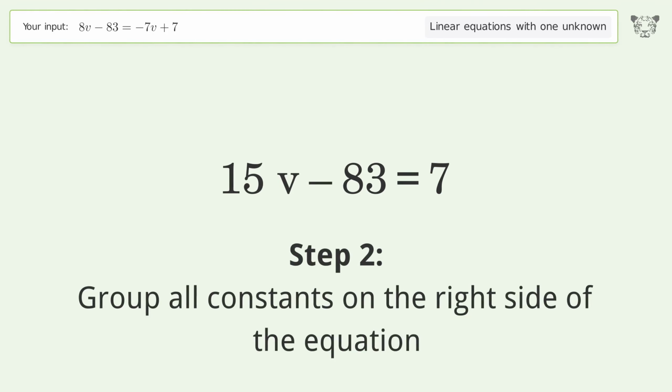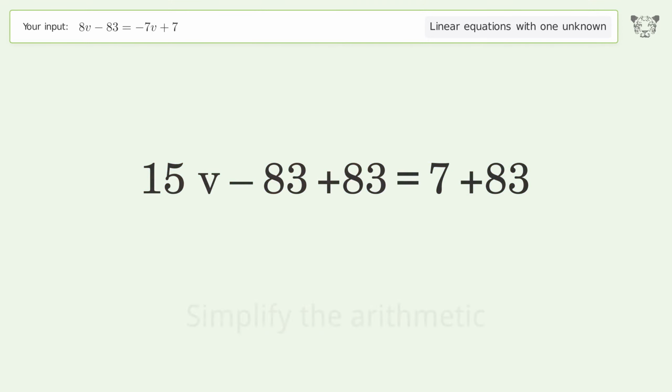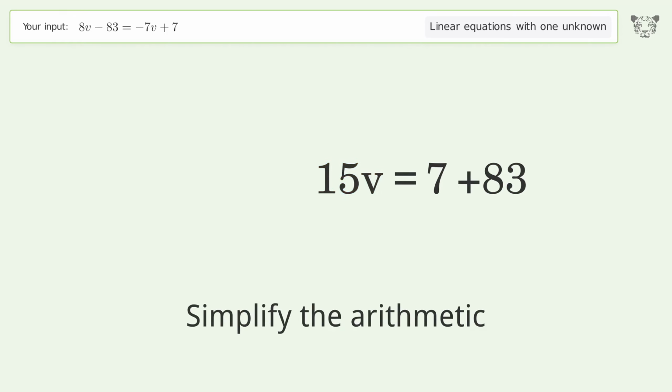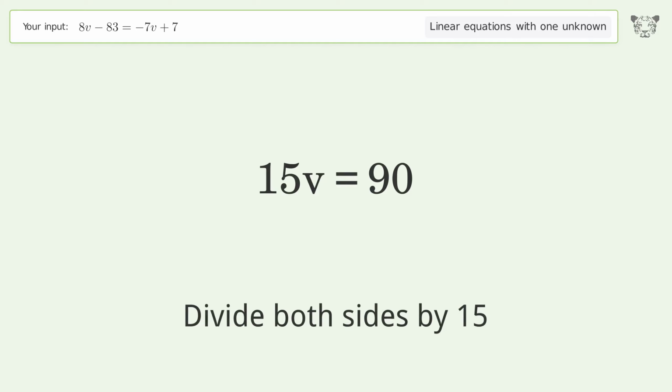Group all constants on the right side of the equation. Add 83 to both sides. Simplify the arithmetic. Isolate the v. Divide both sides by 15.